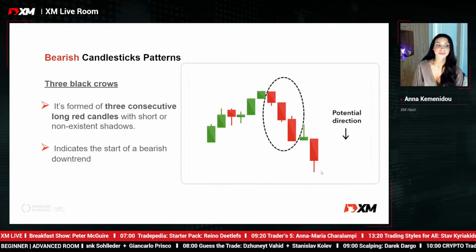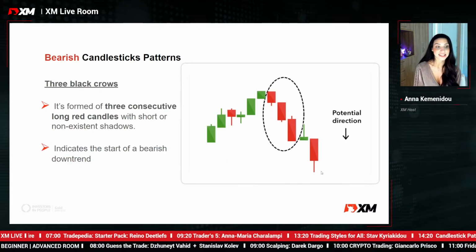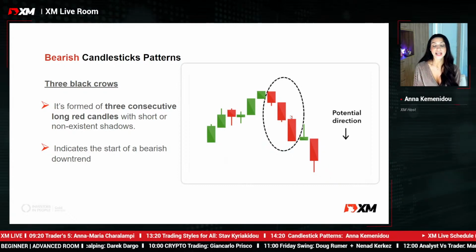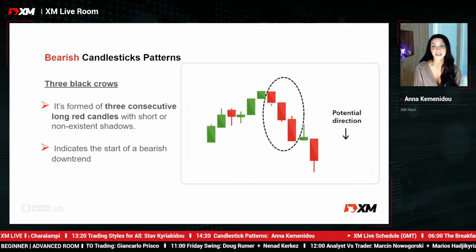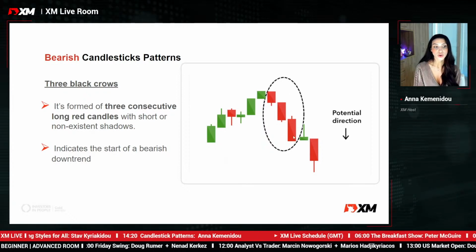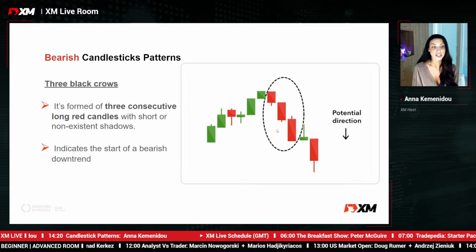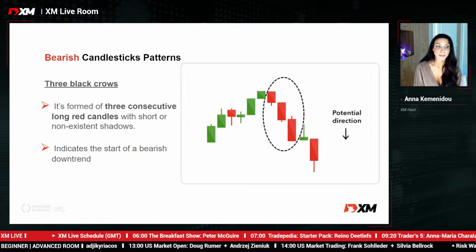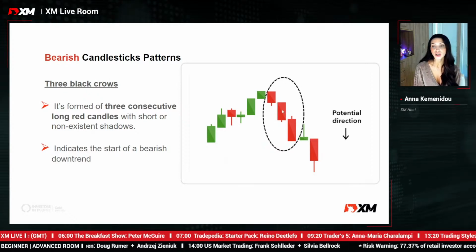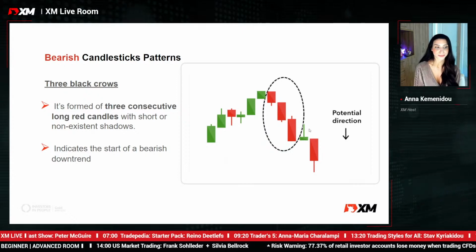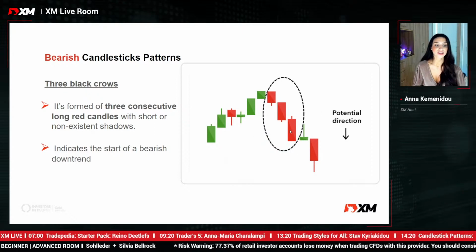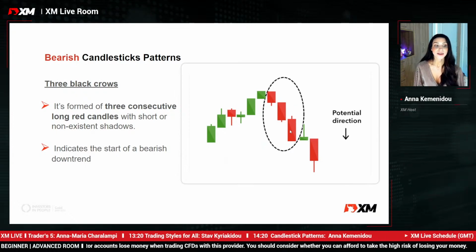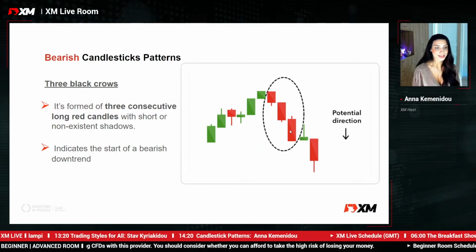Three black crows. Now, this candlestick pattern comprises of three consecutive long red candles, as you see in the image over here, with short or non-existing wicks. Wicks, again, are those vertical lines that extend from each side of the candles. So short, non-existing wicks going on here. Each session opens at a similar price to the previous day, but selling pressures push the price lower and lower with each close, and this is very obvious within this pattern over here. Traders interpret this pattern as the start of a bearish downtrend, as the sellers have overtaken the buyers during 3 successive trading days.